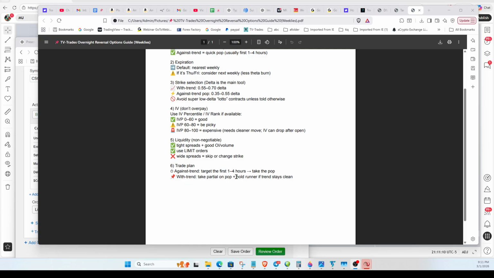If it's with the trend, you can take a partial at the beginning and then scale out and let it run. And a lot of times it will. A lot of times it'll keep running.